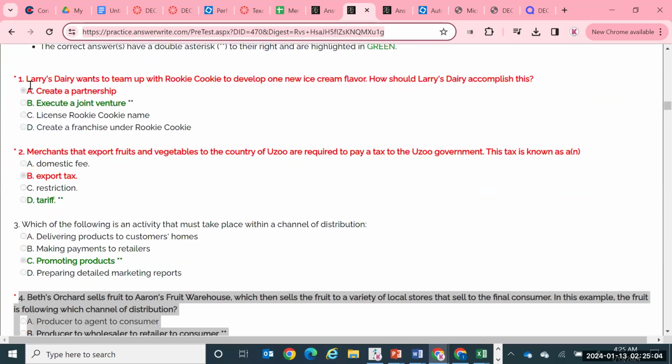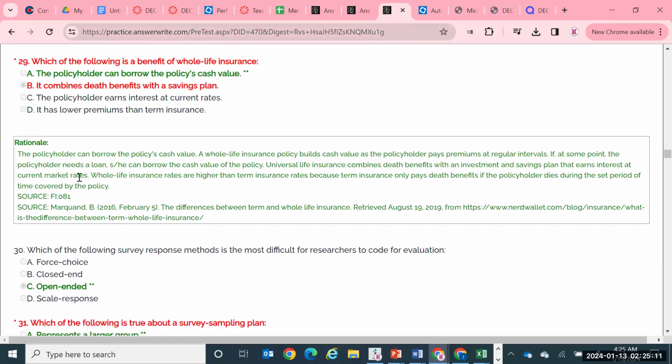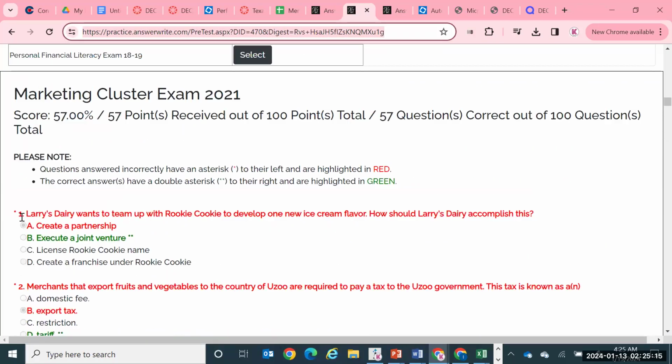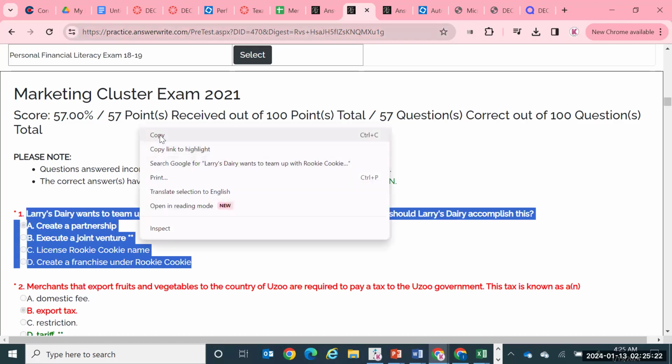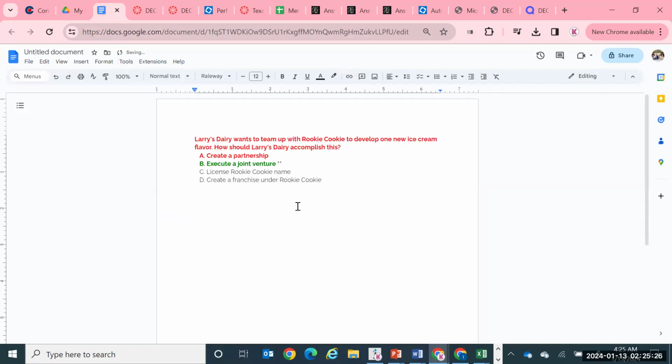On this one, you're going to see that it just tells you what you got right and wrong. On this one, it's going to give you a little bit more of a rationale. On either one of them, I want you to copy and paste all the ones that you got wrong onto a Google Doc.